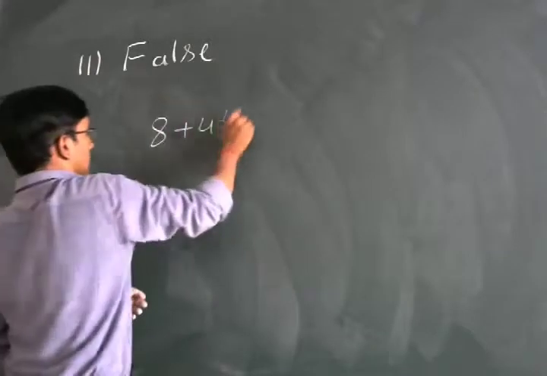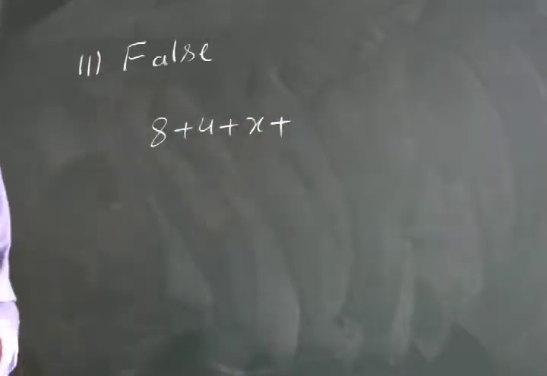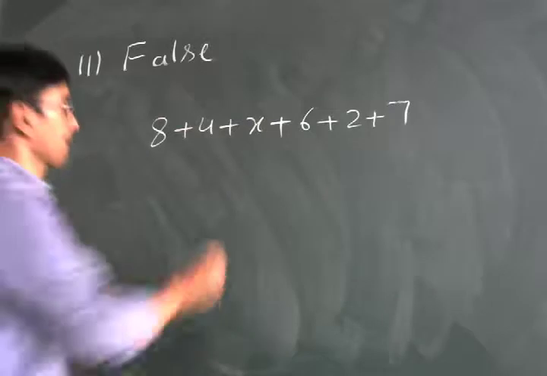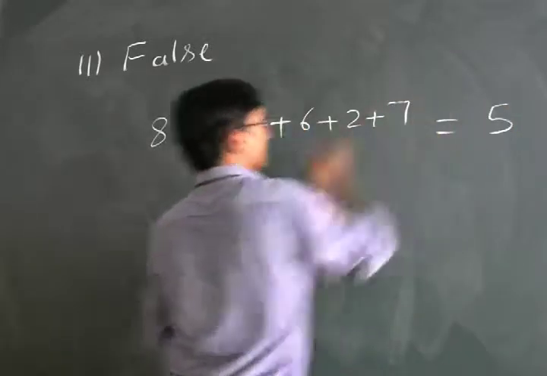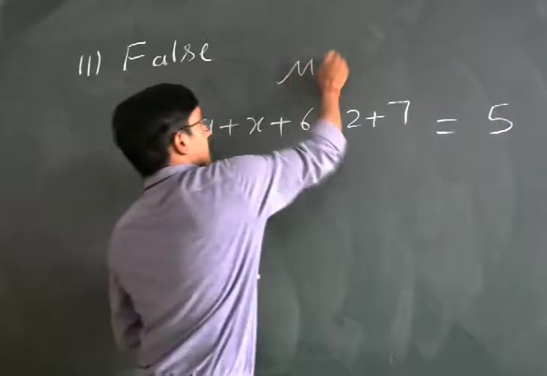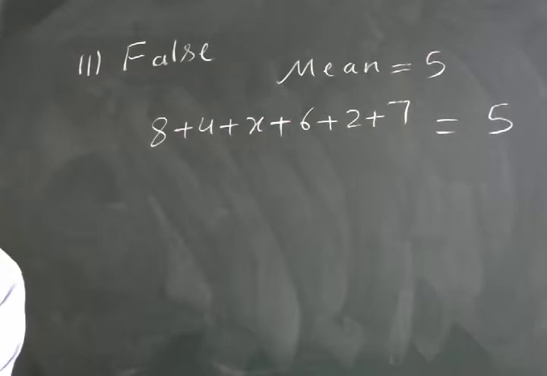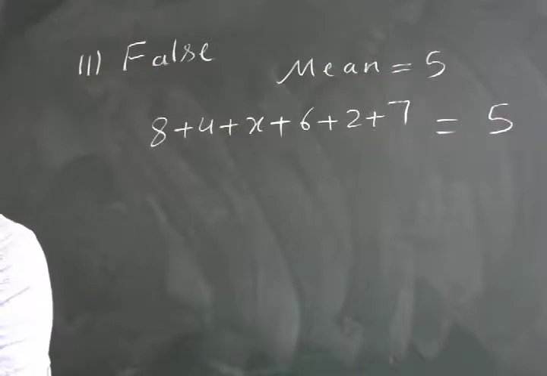If the arithmetic mean of 8, 4, x and the other observations is given, what is the value of x? Sir, which question is this? This is the 12th question, Rishi.